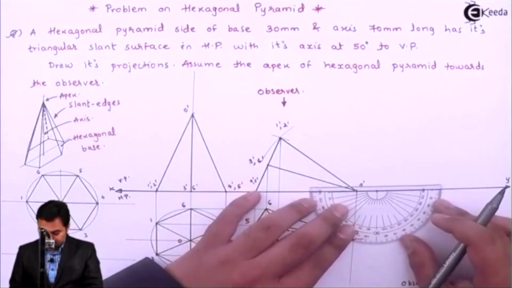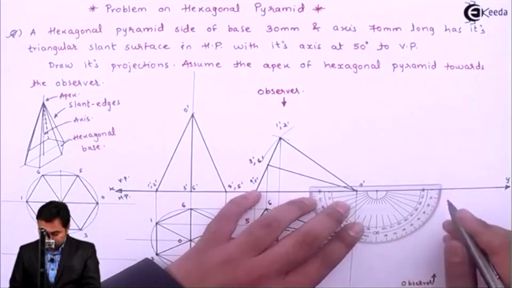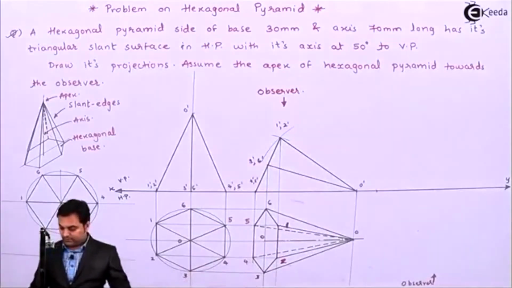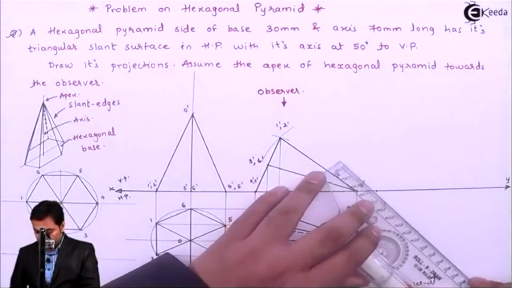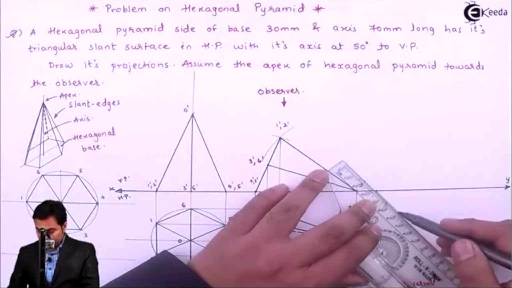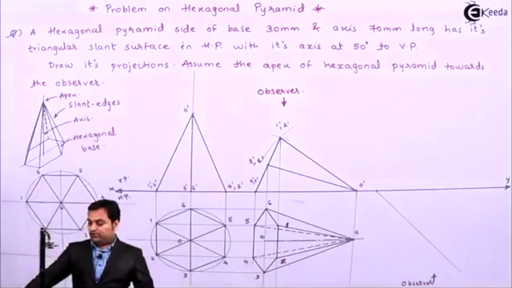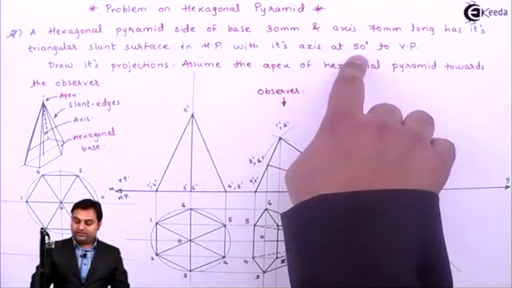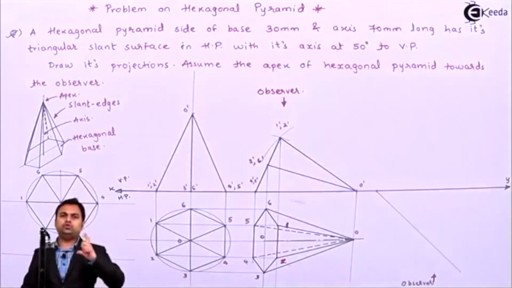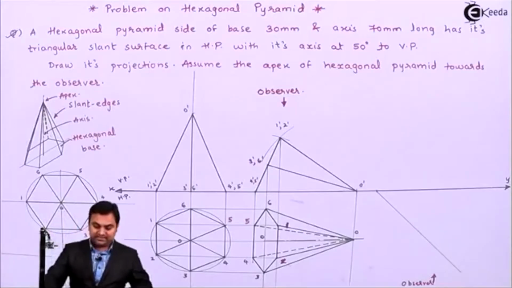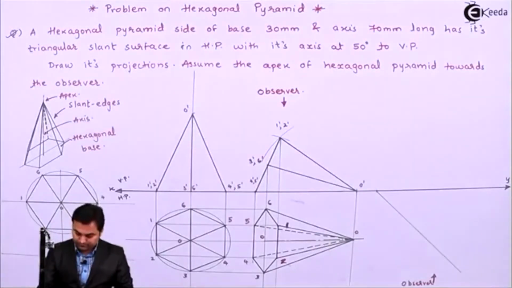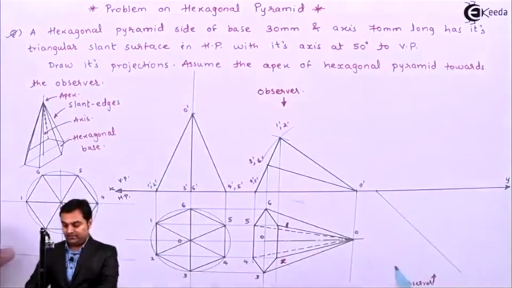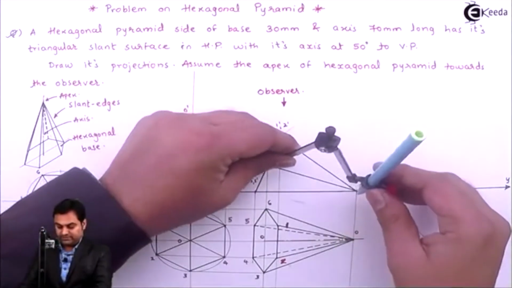Taking a point, I'll mark an angle of 50°, then drawing a light line through it. Now in the question, the inclination of the axis which is given, 50°, this inclination of the axis is for the true length, and that true length of the axis is 70 mm. This is the true length of the axis, and even here the axis true length is there.